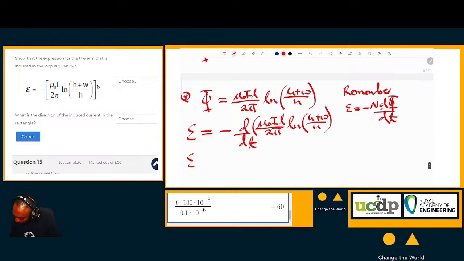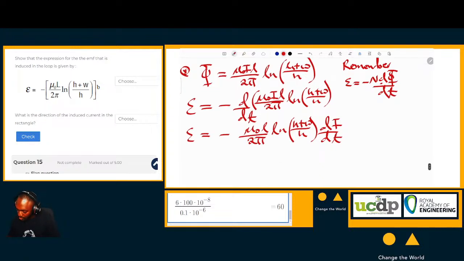Then simplify that. This will be equal to negative. You can take that di, because what is changing in all this function is the current. So remember, what is changing in this function is current, so that's what you're going to differentiate. So that becomes μ0 L over 2π ln of (h plus w) over h times di over dt, because that is what is changing. Okay.